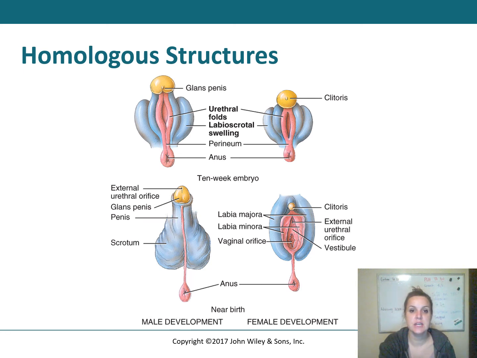So what you see is that the urethral folds are going to become less and less prominent in the males, whereas in the females, the urethral folds are going to turn into the labia minora and the vestibule. And then the labial scrotal swelling is going to turn into the scrotum in the males, while in the females, it's going to turn into the labia majora.